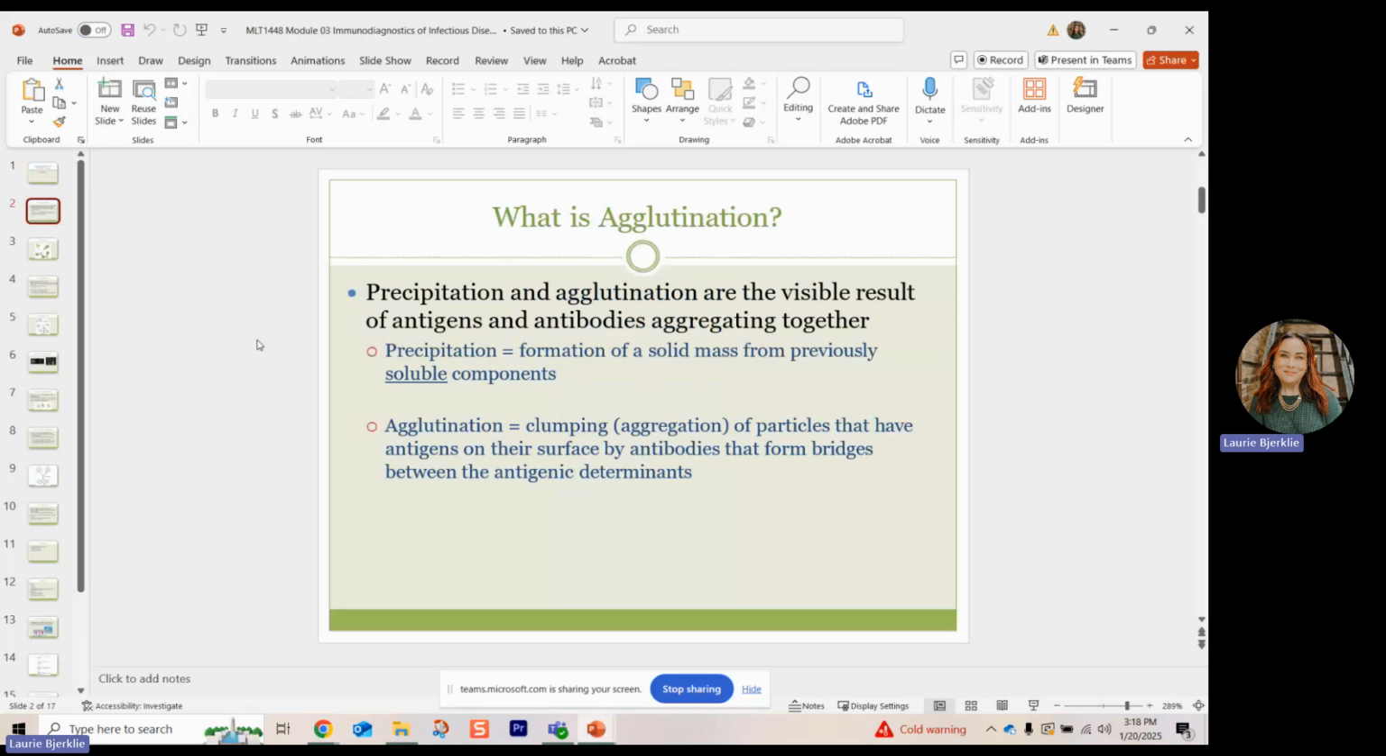So precipitation and agglutination are both a visible result of when antigens and antibodies come together. The difference would be precipitation is from soluble components. You notice the word soluble there is underlined. Agglutination is the clumping or aggregation of particles that have antigens on their surface by antibodies, and then they start to link and bridge to kind of make it more visible, a clump.